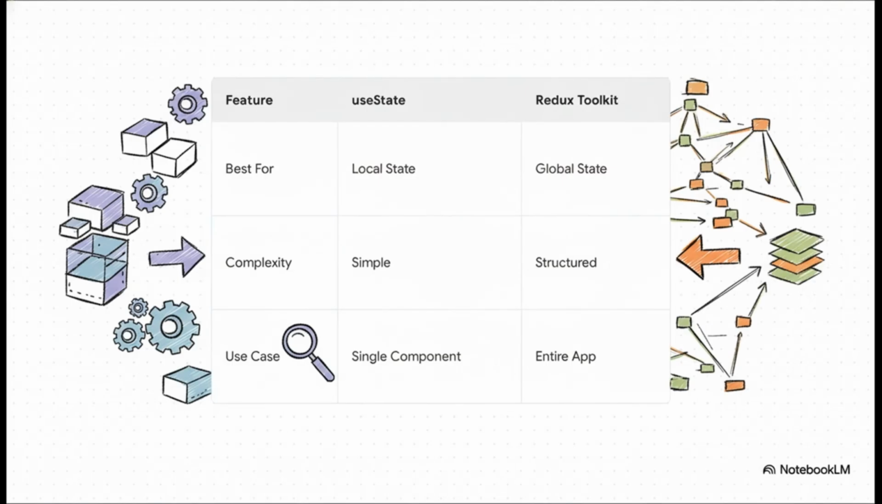So let's just boil it all down. When should you use what? useState is perfect for local state, data that only one component really cares about. It's simple, it's easy, it's built right in. Redux Toolkit is the heavy hitter for global state, that complex data that's shared all over your application. Yeah, it's a bit more complex, but for big apps, it's incredibly powerful. Knowing when to reach for each tool is a massive professional skill.